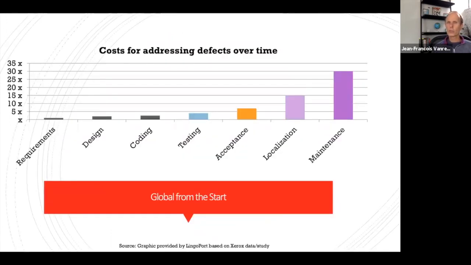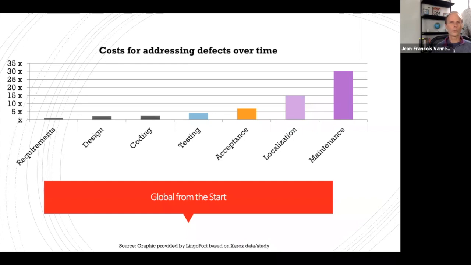The first tip that I would like to give to this community is definitely to consider globalization from the get-go, as you innovate and as you develop a new product or new features. Historically, internationalization and localization have often been considered an afterthought.